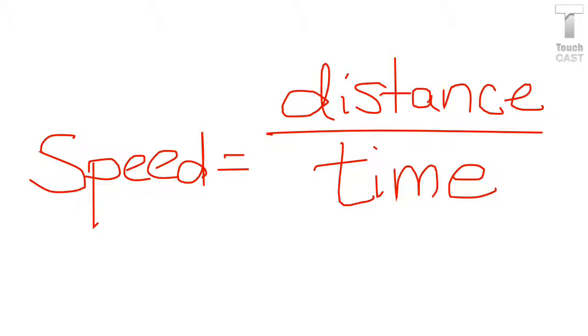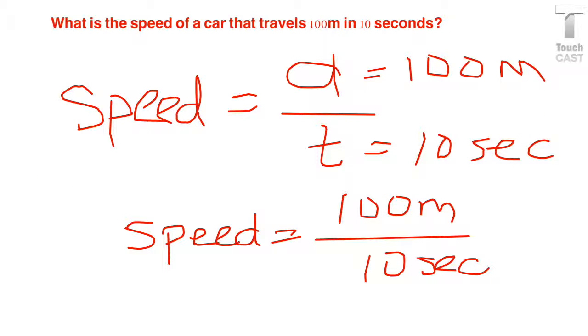At this point, everybody's calculated speed at some point in the labs that we've done, so this should be pretty straightforward. Alright, so here's your practice problem. What is the speed of a car that travels 100 meters in 10 seconds? So your speed is distance divided by time, your distance is 100 meters, your time is 10 seconds. So your speed is going to be 100 meters divided by 10 seconds. So your answer is going to be 10 meters per second.